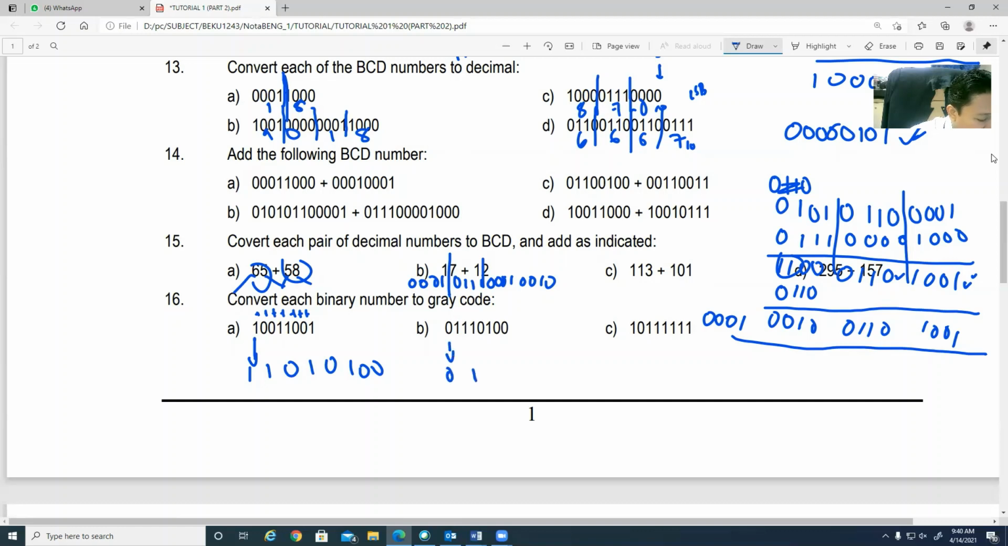So 0, 1, 0, 0, 1, 1, 1, 0. This one will be 1. Bring 1 here and then just plus horizontal. So the answer will be 1, 1, 1, 0, 0, 0, 0, 0. Okay, for example.